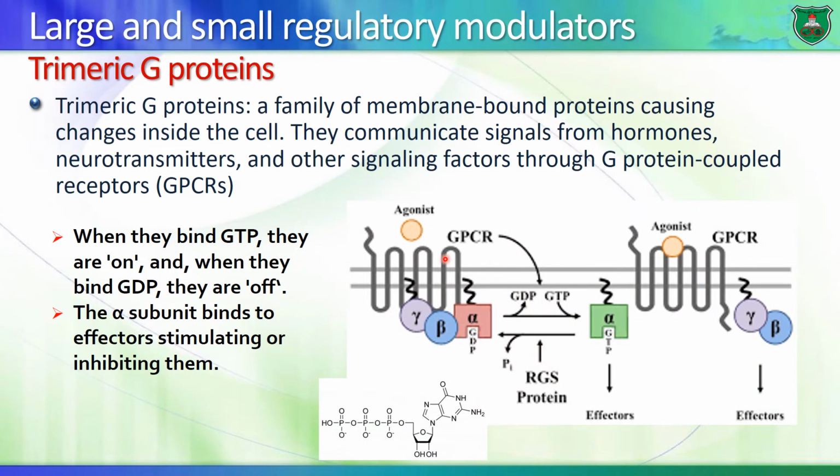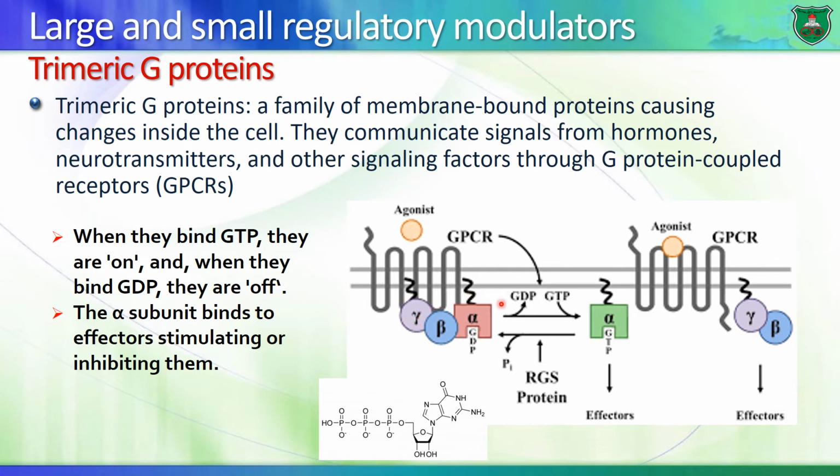So what we have just talked about is how allosteric enzymes can be regulated, mainly by phosphorylation. So let's talk about another mode of regulation of proteins and enzymes. Now we're going to talk about large modulators, and these are known as trimeric large G proteins. Okay, so these proteins are composed of 3 subunits, and that's why they're known as trimeric: alpha, beta, and gamma.